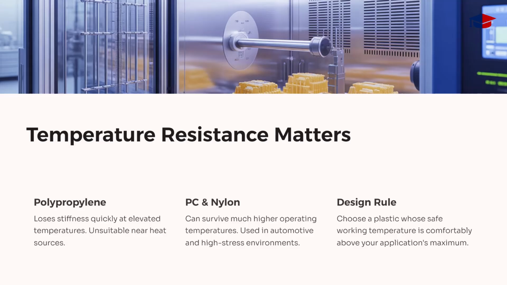Next, consider temperature resistance. Every plastic has a limit where it starts to soften or deform. Two values matter most here: glass transition temperature and heat deflection temperature. These tell you the safe working range.